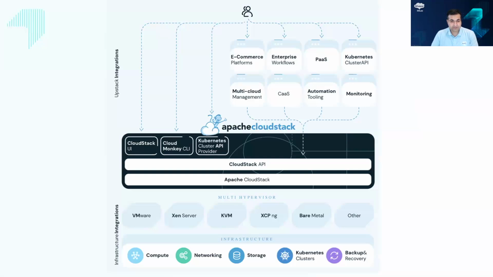This is another way to look at CloudStack. You can see CloudStack is the abstraction layer. It's the layer between the infrastructure and the application and automation that can run on top of it. CloudStack abstracts the underlying infrastructure and exposes a powerful query-based API, which can be leveraged by the UI, CLI, and a variety of integrations to build your own cloud.